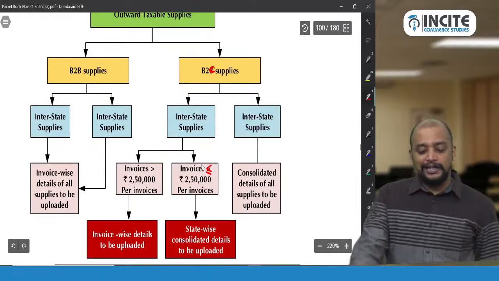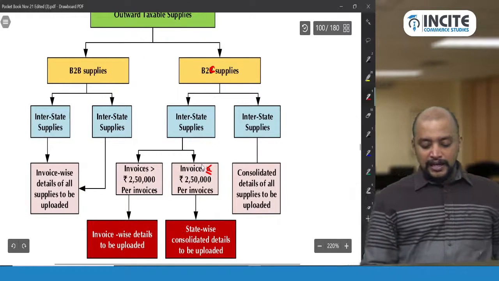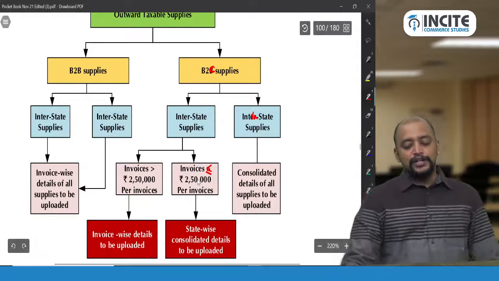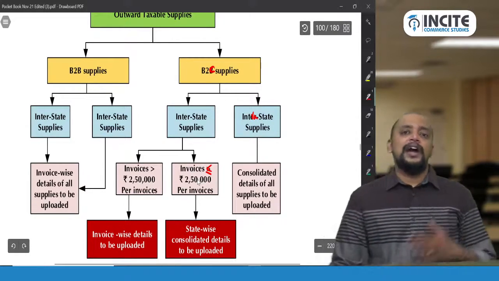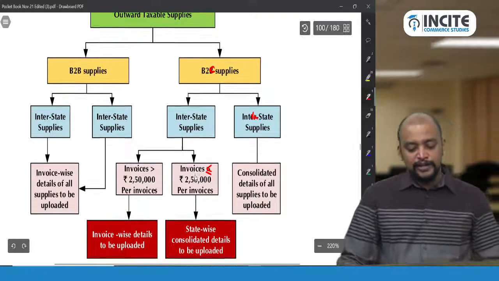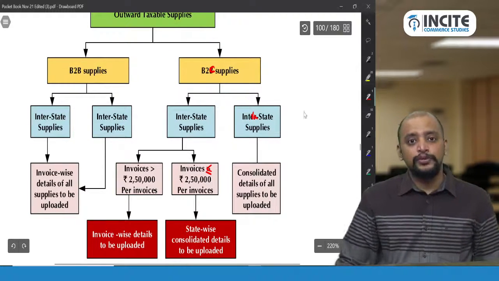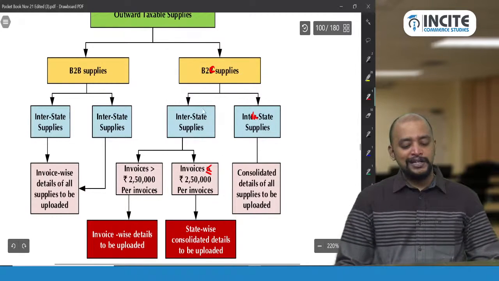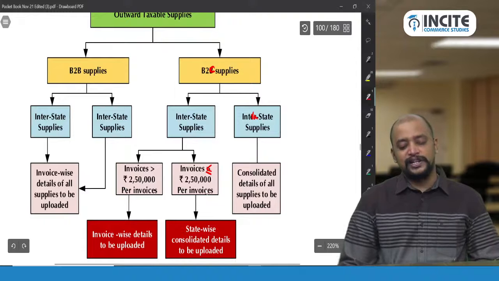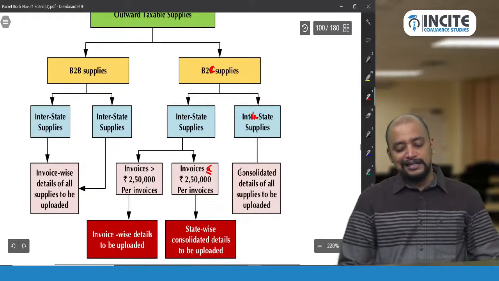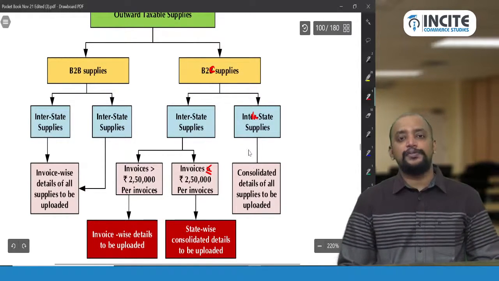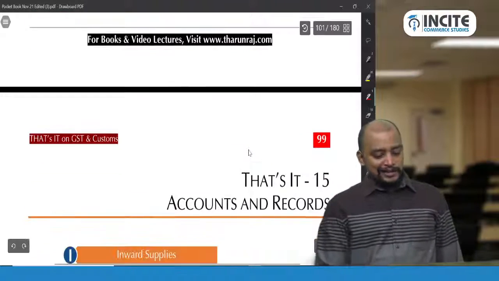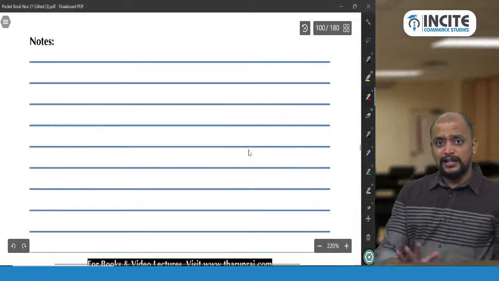What about intrastate supplies? In case of intrastate supplies, you need to do consolidation, and you don't have to report state-wise. Please make these corrections in your book, these typos. So B2C supplies, interstate supply, invoices not exceeding 2,50,000. For intrastate supplies, consolidated details of all supplies should be uploaded. With this, returns is over.